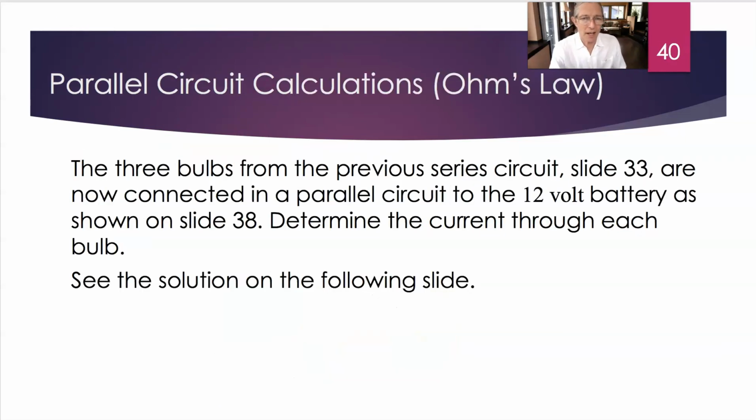So what we'll do now, we'll use Ohm's law to do some parallel circuit calculations. Those 3 bulbs we had in a series circuit, now we're putting them into the parallel circuit like we see on slide 38. Still the same 12-volt battery. We're going to determine the current through each bulb. Remember, the voltage across each bulb is the same as the voltage of the power supply, so the voltage across each one of those bulbs is 12 volts. Let's take a look at our solution.